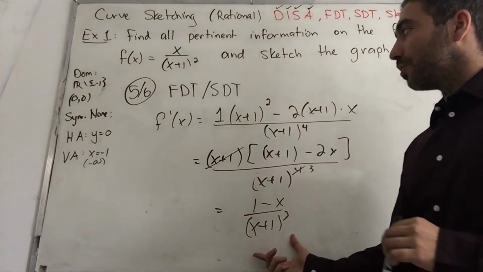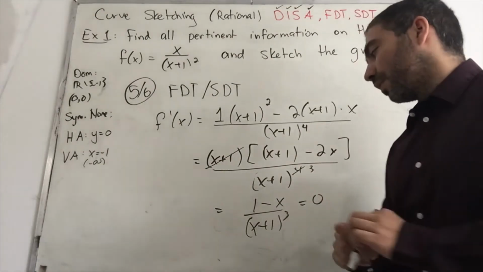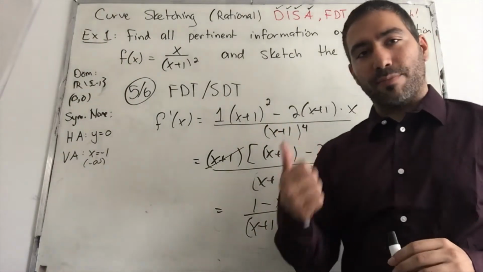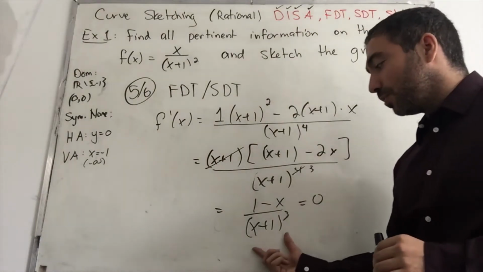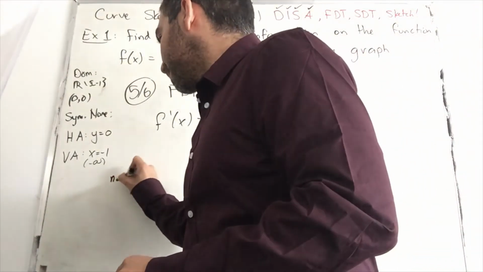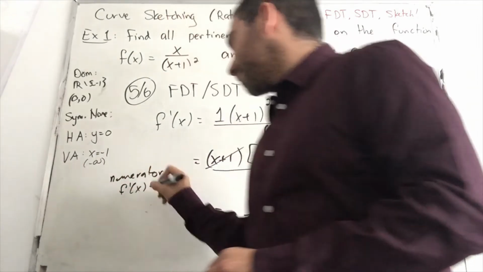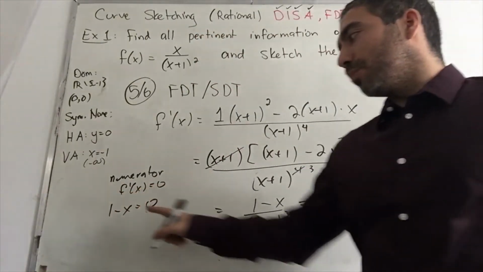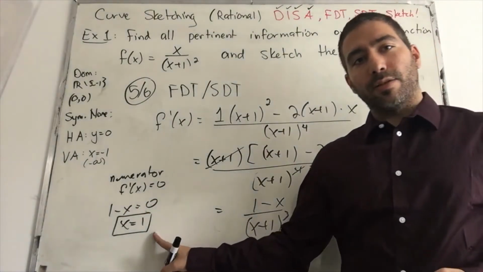Now that we have our first derivative, we set it equal to 0. Since we have a fraction, we know that the critical value occurs when f prime of x is equal to 0 and when f prime of x does not exist. So the two cases is we look at the numerator and we look at the denominator. So numerator, when f prime of x equals 0, what we get is 1 minus x equals 0. Bringing over the x, we get x equals 1. So we have a critical point at x equals 1.